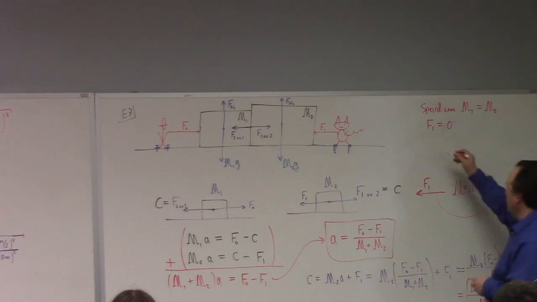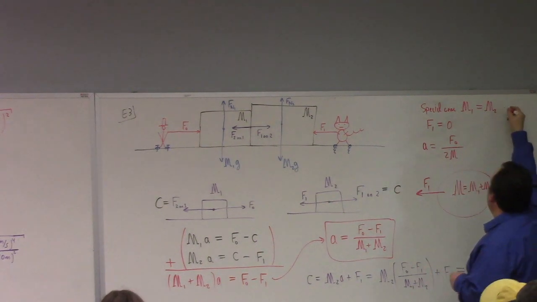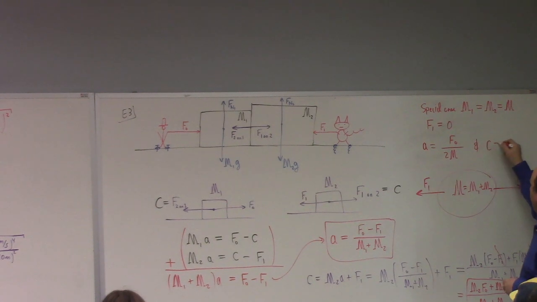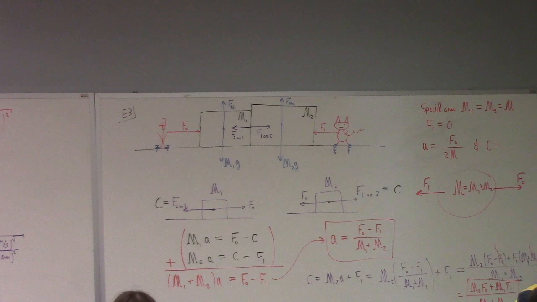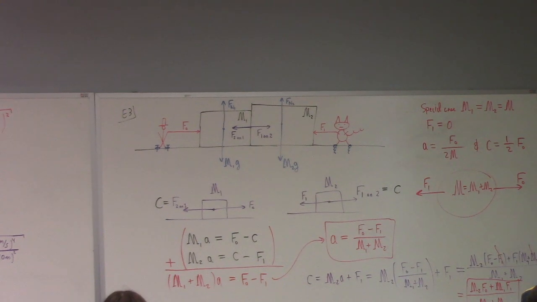What's the acceleration in that case? So acceleration's just F0 divided by 2m. Let's call that m. And what's the contact force? So F1 is 0. You've got m over m plus m, also known as m over 2m, also known as a half. So the contact force is 1/2 F naught in that situation.